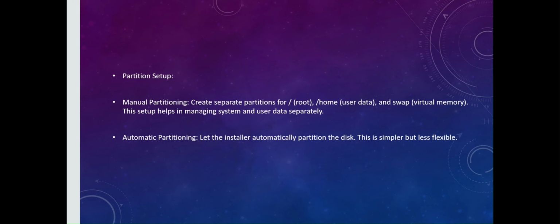After setting up the time, the date, and the region, you will be asked how to set up your partitioning. Now, you can manually partition, which means to create the partitions for the root, the home, and the swap. This setup helps in managing system and user data separately, as mentioned before. But then there's automatic partitioning, which lets the install automatically partition the disk. Now this is simpler and easier for you to do.